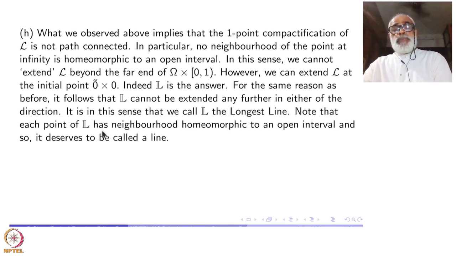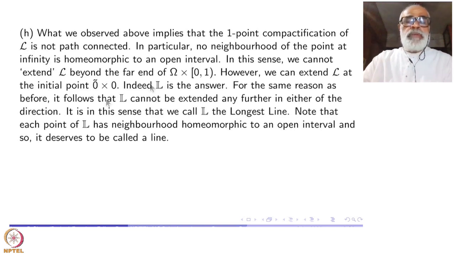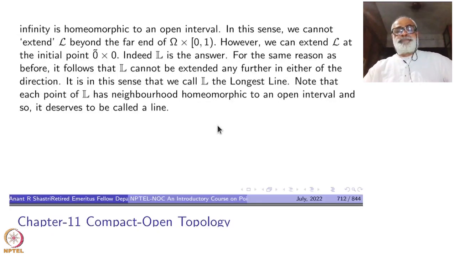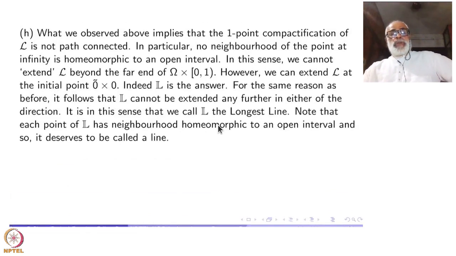So note that each point of L has a neighborhood homeomorphic to an open interval. And that is why it deserves to be called a line. It is the longest line because you cannot have another longer than that one. Of course, this will not be second countable either, because even the subspace, this curly L, is not second countable. So, with these remarks and the great results we have proved, this chapter comes to an end.